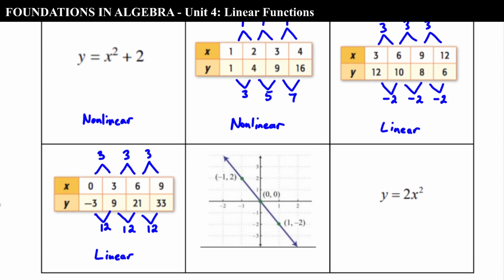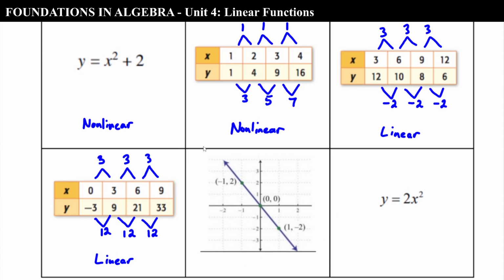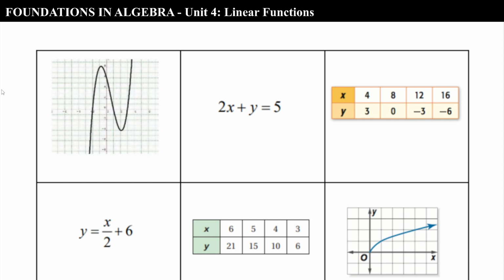All right, let's check out the next graph. So here we have a straight line. Since we have a straight line, it is linear. I think graphs are the easiest to pick out. Is it a straight line? If so, it's linear. If not, it's nonlinear. This one's got a square on it, so this one is nonlinear. This graph is curved, so this is nonlinear. In this equation, our highest power is 1, so therefore this one is linear.